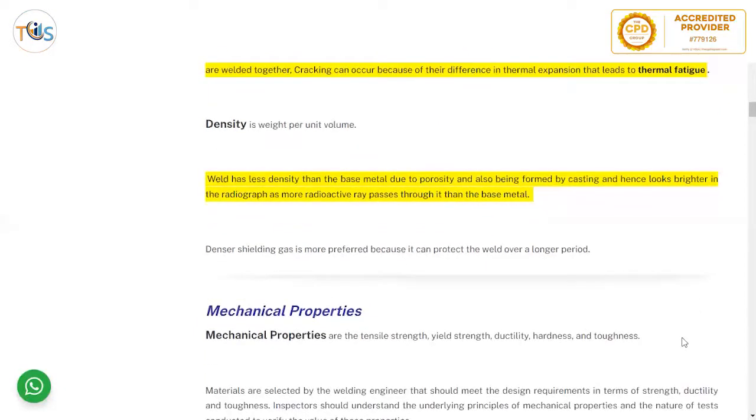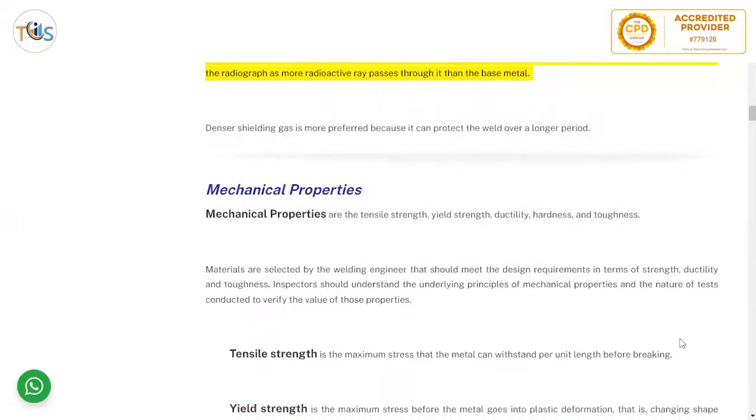Density is weight per unit volume. Weld has less density than the base metal due to porosity and also being formed by casting, and hence looks brighter in the radiograph as more radioactive ray passes through it than the base metal. Denser shielding gas is more preferred because it can protect the weld over a longer period.